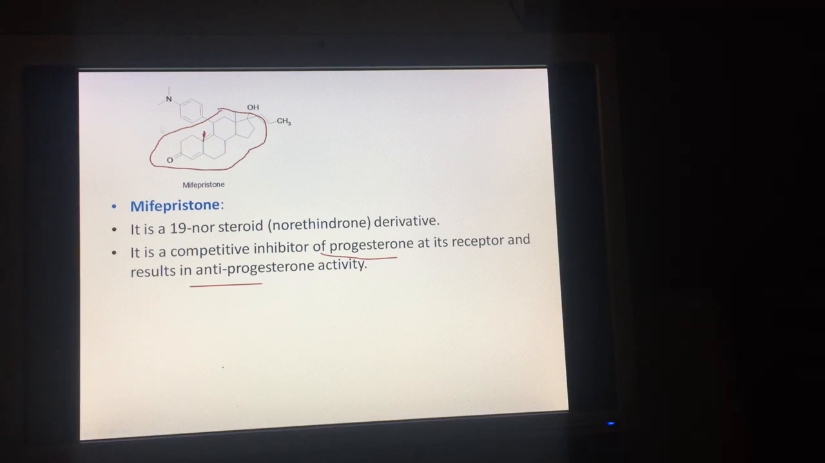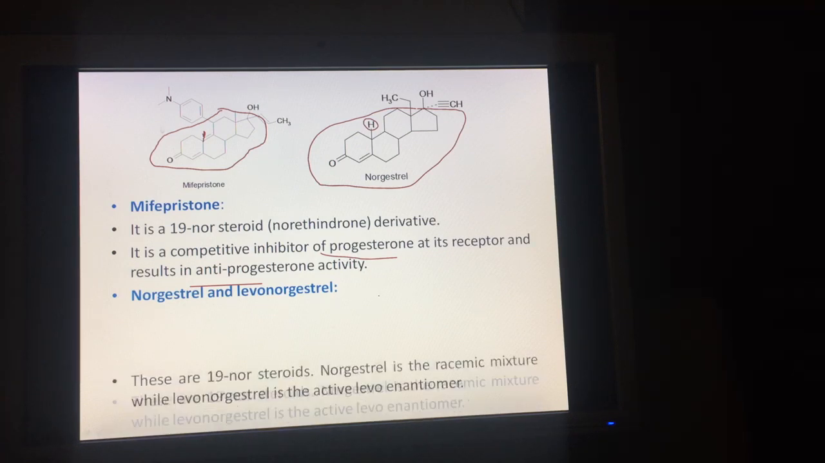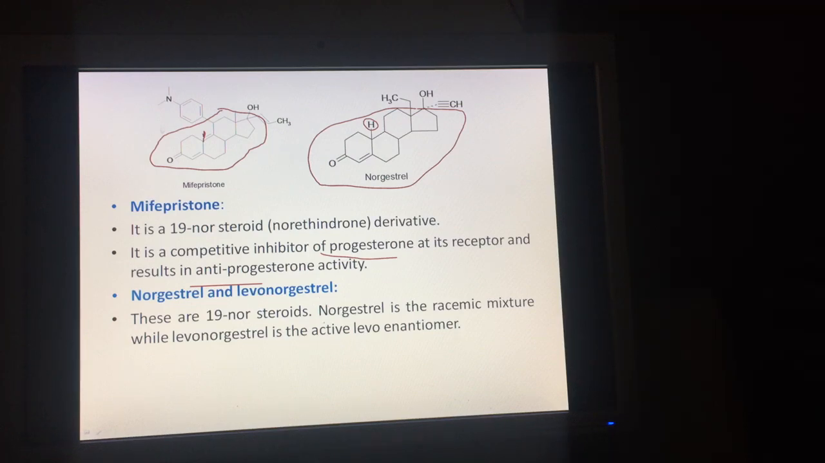Another drug in the syllabus is norgestrel. The structure of this drug is like this. Again you can see it is a steroidal structure lacking this angular methyl group at this position. So it is again a 19-nor steroid derivative, and norgestrel is a racemic mixture, and levonorgestrel is the active levo enantiomer of norgestrel.